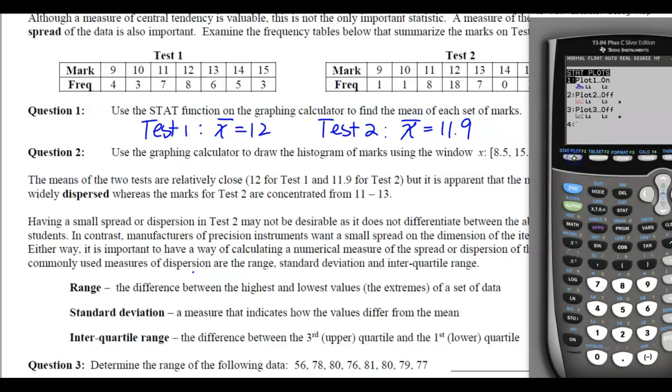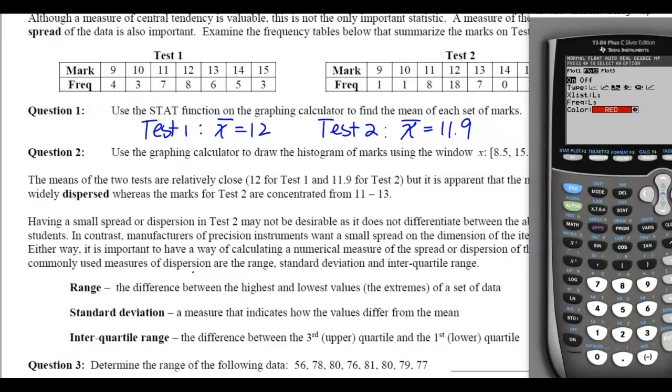Now let's go to second y equals and turn on plot 2. Okay, so turn that on, change it to a histogram or bar graph. So enter on that. Then L1 is what we want, but our frequency is in L3. So second 3.